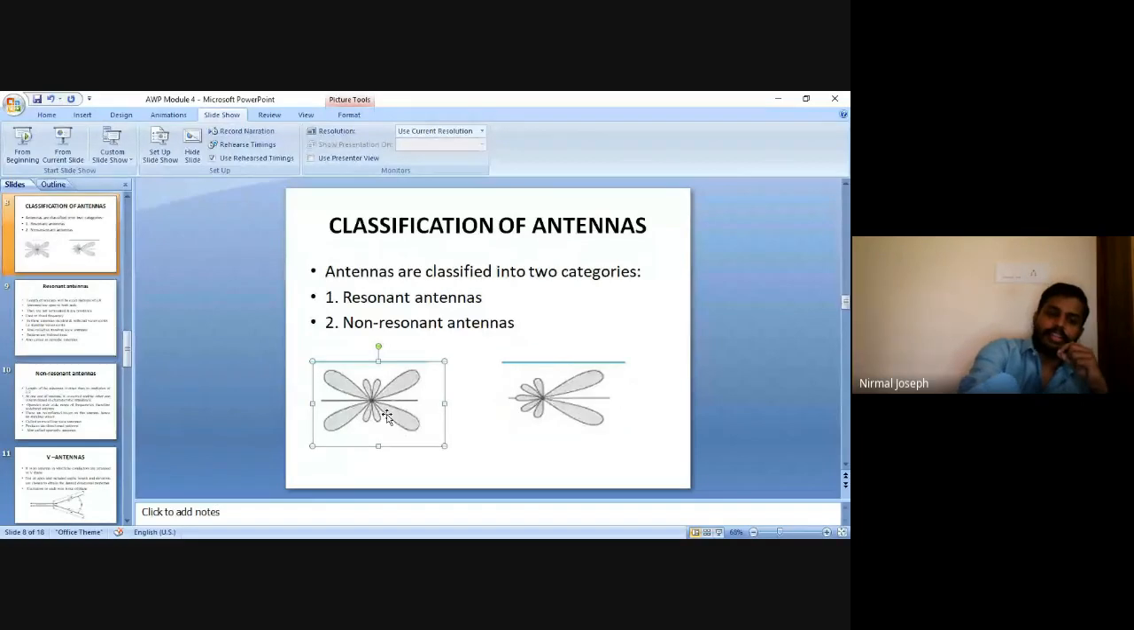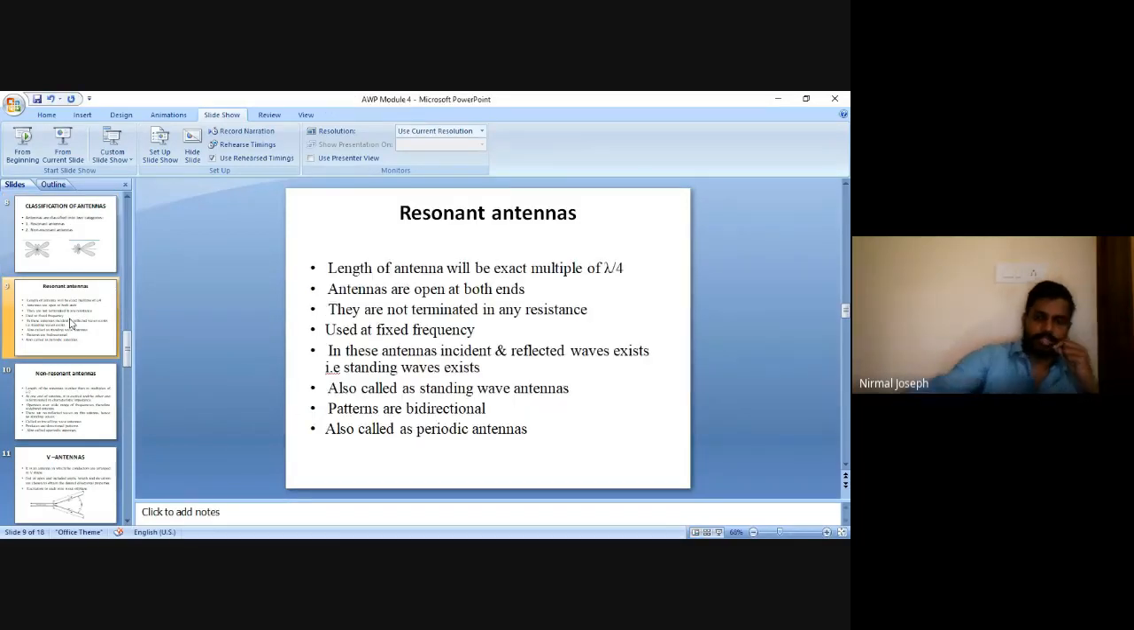You see here, this is a bidirectional pattern. That means it is having the major lobes towards both directions. And here it is having major lobes in only one direction. So this corresponds to the resonant antenna and this corresponds to the non-resonant antenna. Or you can basically say that resonant antennas have bidirectional radiation patterns, while non-resonant antennas have unidirectional radiation patterns. So we can see first the resonant antenna.